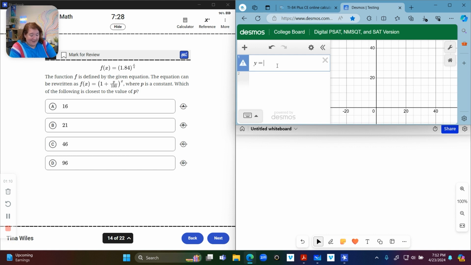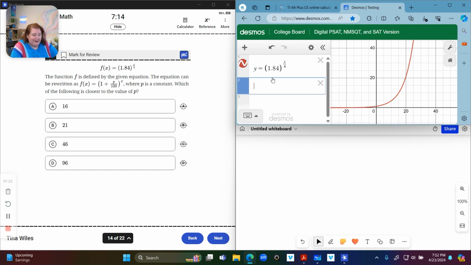F of x is the same thing as saying y. So I could just plug in y to the x over 4. Gives me that graph. The equation can be rewritten as y equals 1 plus, I'm going to put the p in, and I will explain why. It's because when you put in a third variable, so I already have x and y, and I put in p, it gives me this option to add a slider. And what I can do then is just put in these values.